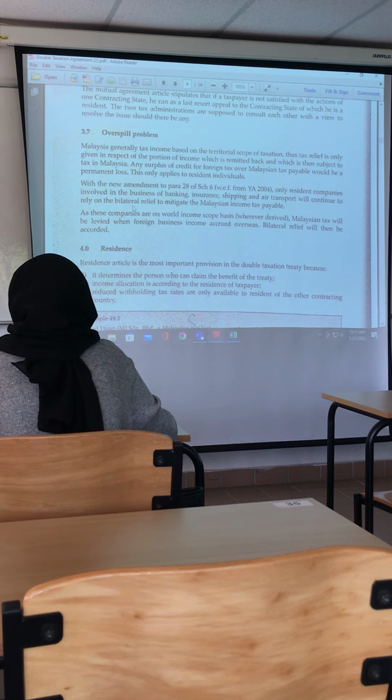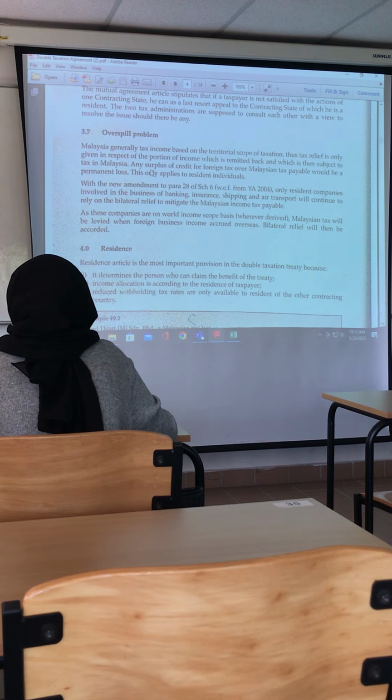The tax relief is only given in respect of the portion of income which is remitted back and which is then subject to tax in Malaysia. So it means, again, we are referring to visa, because other than visa, foreign income is exempted. Any surplus of credit for foreign tax over Malaysian tax payable will be a permanent loss. So assuming you pay a lot in the other country and suddenly in Malaysia you get tax credit. Right, so whatever you paid more to the other country, you cannot claim from Malaysia lah. Right, it's a permanent loss.